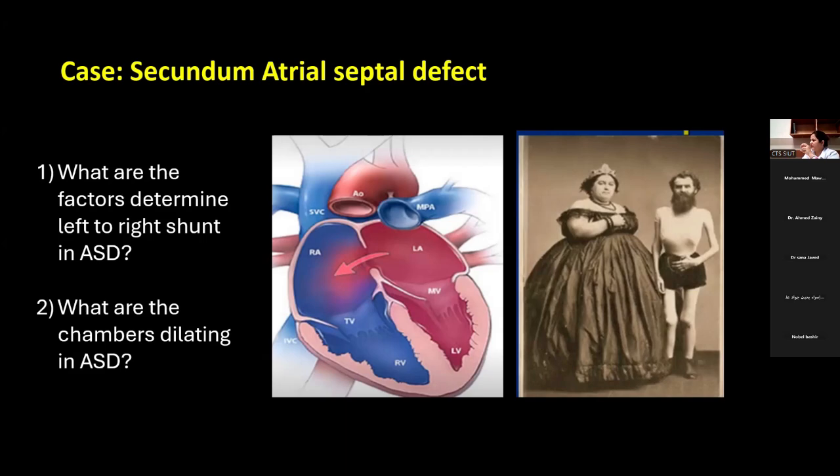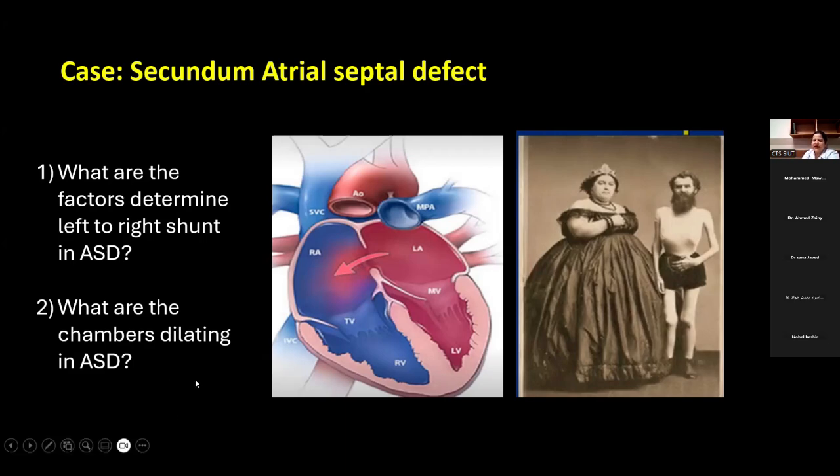The two important things we have to understand: what are the factors that determine the left to right shunt in ASD, and which chambers dilate in ASD. The factor that determines the left to right shunt is the RV compliance. Whenever I ask a medical student, they used to say it is the LA pressure being high, and that the high LA pressure determines the shunt direction, but that is not correct. The main factor is the RV compliance, and you will see this later in the echo report.